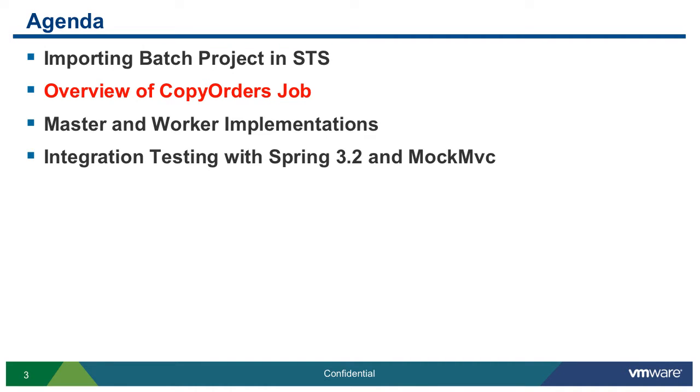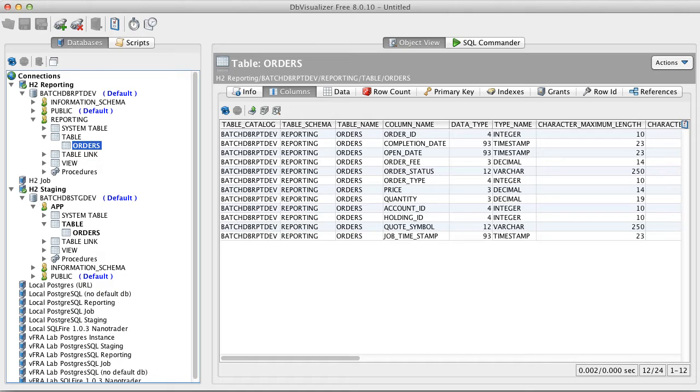So now we're going to look at the details of the copy orders job. From a database perspective, there is a staging database, and we're looking at the H2 database used by the integration test. In the staging database, there's an orders table, so the job will read the data in the orders table and write it to a reporting database, an orders table with a similar schema with slightly different column names, use of underscores, and timestamp instead of date, just to show some basic transformations.